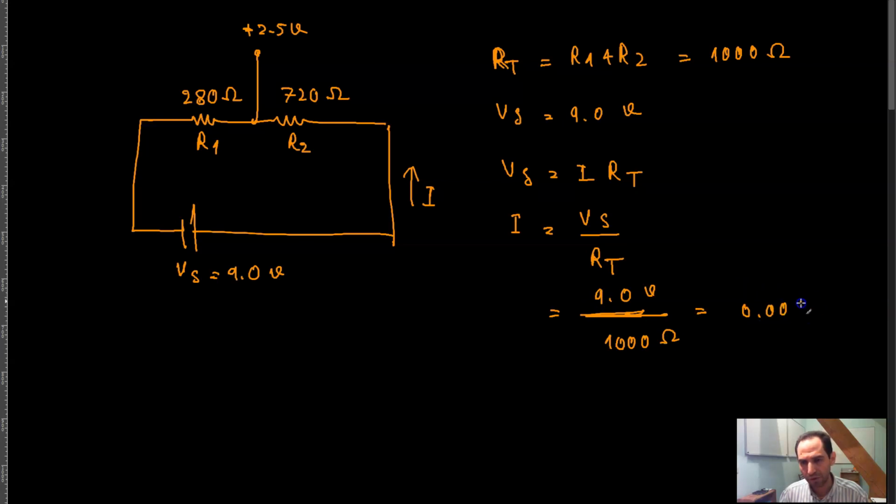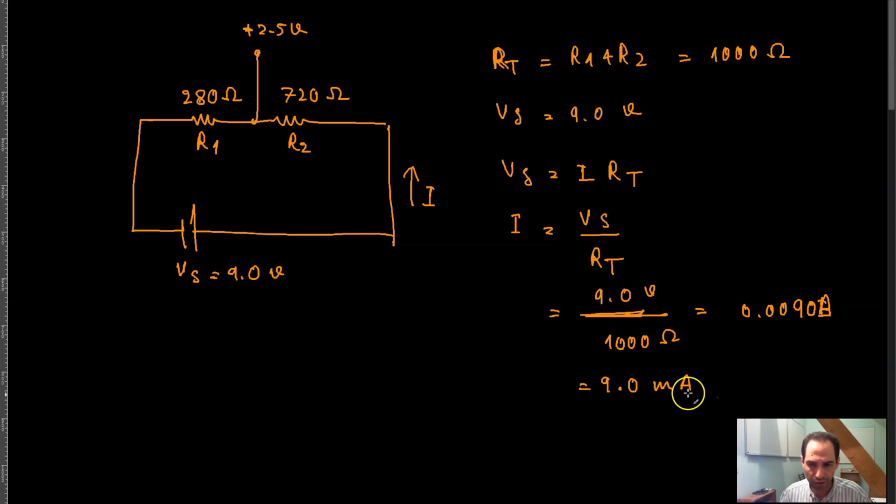0.0009, 9,000th of an amp, or to get two significant figures, you can call it 9.0 milliamp, for example. 9.0 milliamp, right?